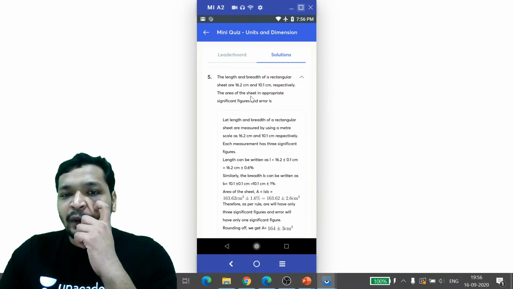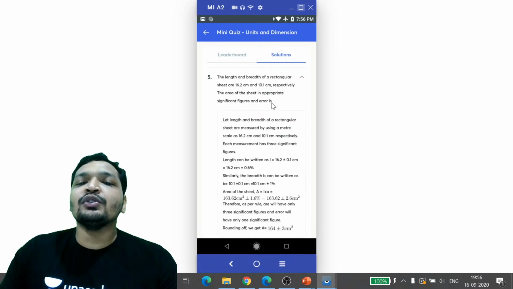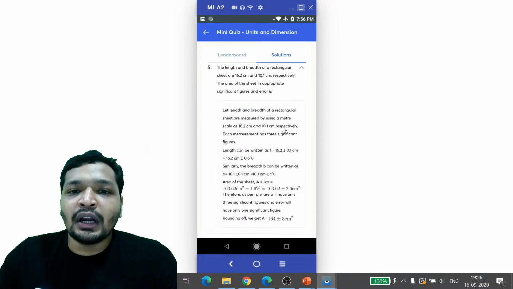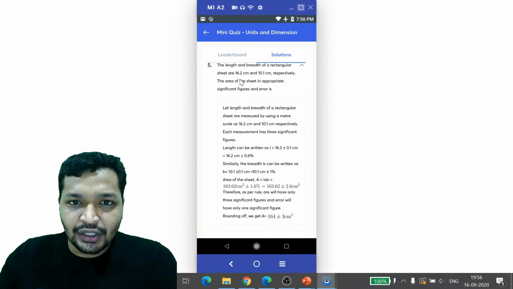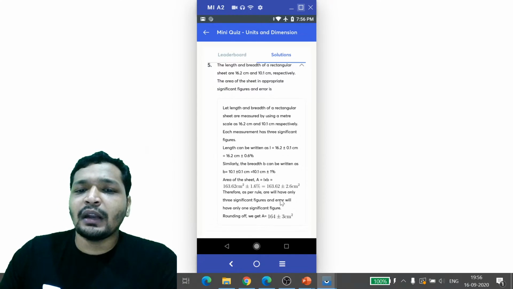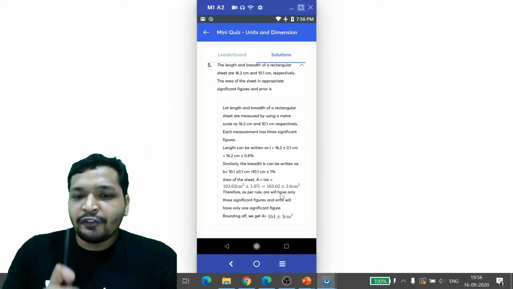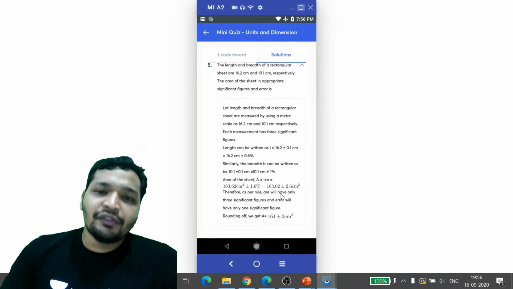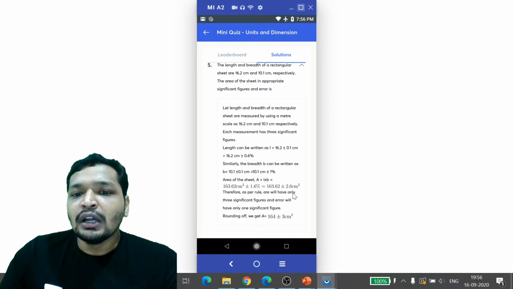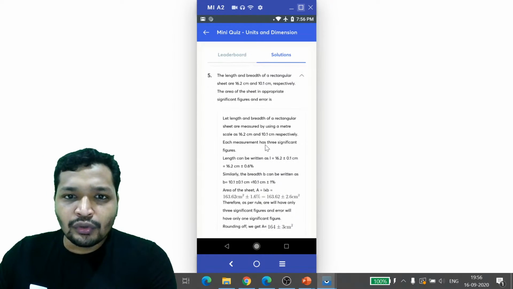If the error is 0.1 centimeters, you can calculate that in terms of percentage, and you will add up both of them to know the error. Then you would round it off. Actually, you need to round it off until 1/6, but since the options are given, you can do it. You'll round it off to one significant figure after the decimal point. So the answer should be 163.6 plus or minus 2.6 centimeters square.